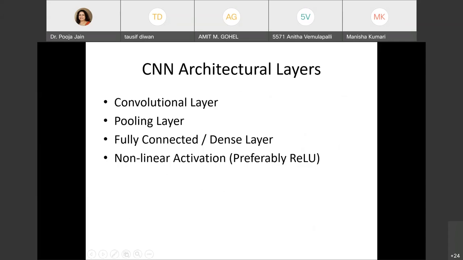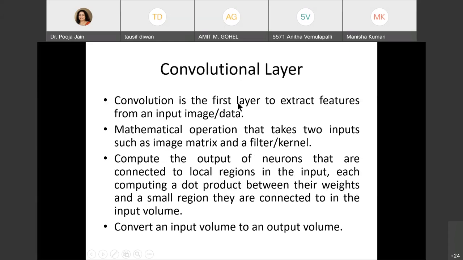Now you will see the various architectural layers in detail. Previously, we just got the intuition of what is a convolutional layer and what is a pooling layer. Now we will see each and every layer and the computation related to each layer in detail. The very first layer is the convolutional layer. It is the first layer to extract the features from the input.